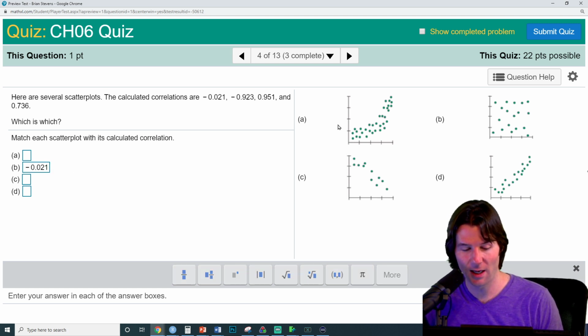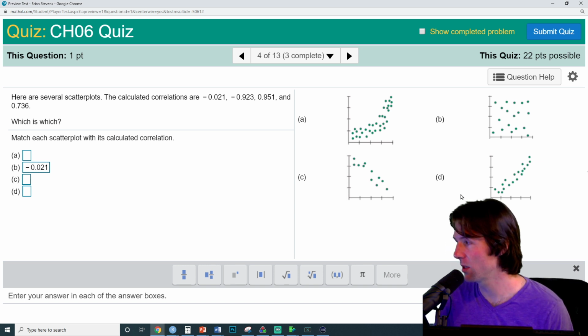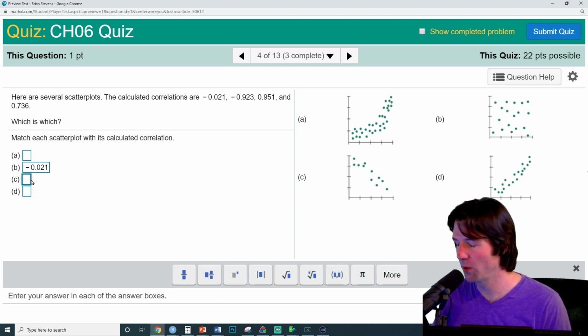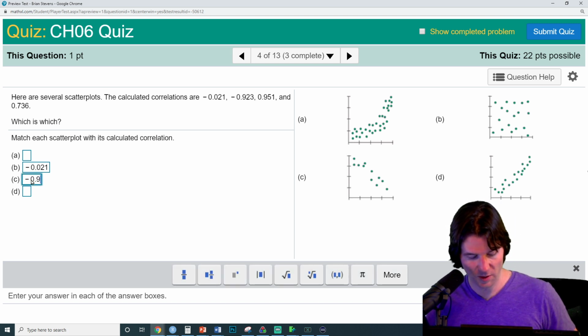Which of these looks to be most negative? A, B, C, or D? I would say C. You're right. So you see, this is the most negative right here. So we're going to put that as the most negative.